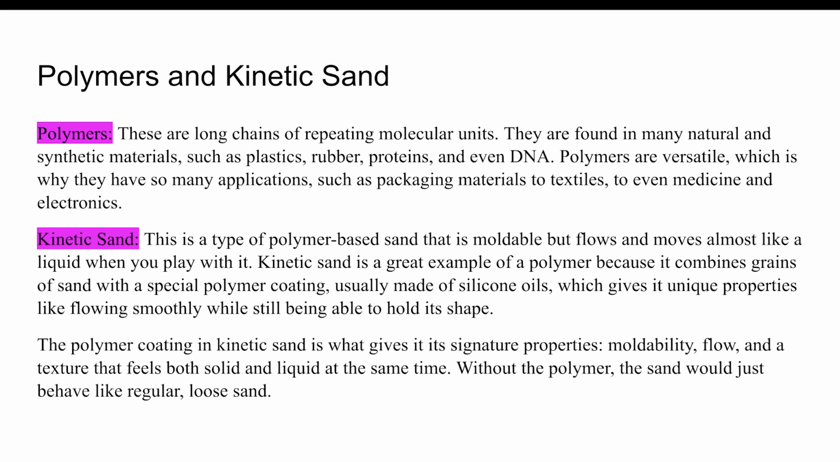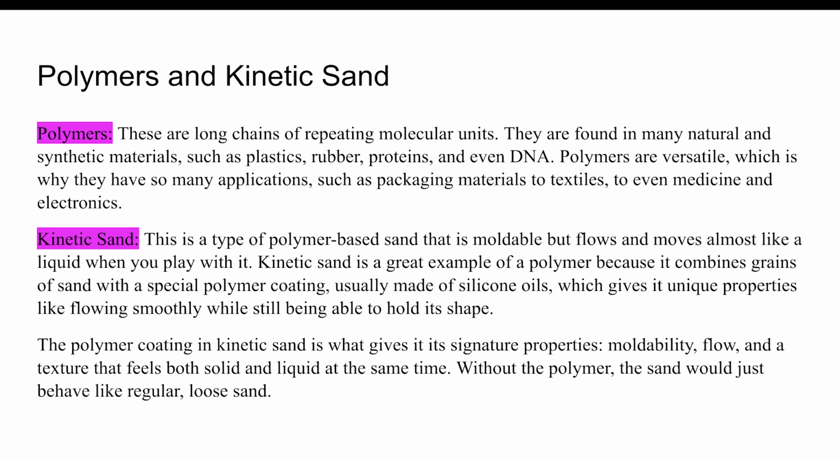its shape. And finally, the polymer coating in kinetic sand is what gives it its signature properties, which are moldability, flow, and a texture that feels both solid and liquid at the same time. Without the polymer, the sand would just behave like normal, regular loose sand. So polymers definitely play a big part in keeping things how they're supposed to be, like the kinetic sand.